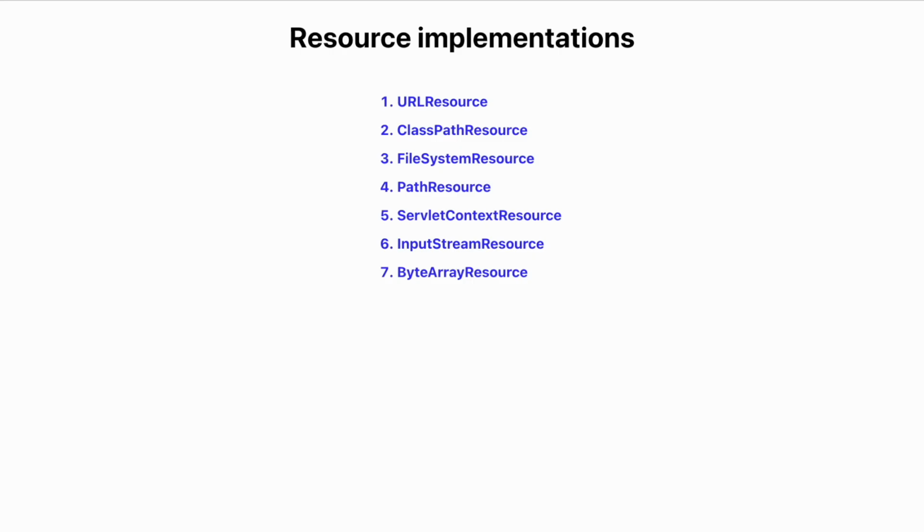ServletContextResource. This is the resource implementation for ServletContext that interprets relative paths within the web application's root directory. InputStreamResource. This is the resource implementation for a given input stream. This is the descriptor for an already opened resource. Do not use it if you need to read the input stream multiple times. ByteArrayResource. This is the resource implementation for a given byte array.